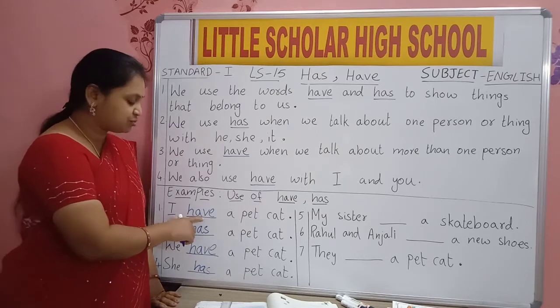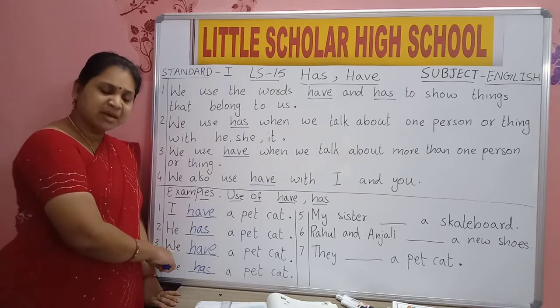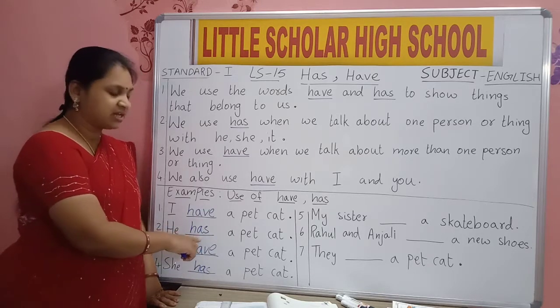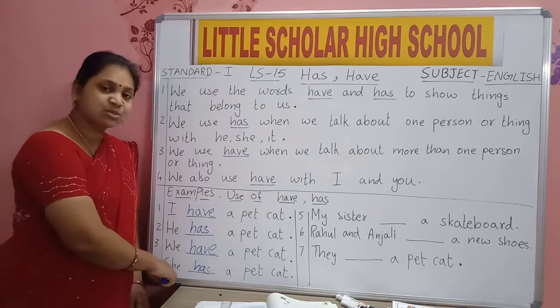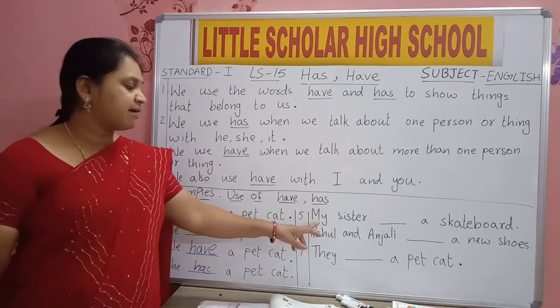With I, we should use have. Here, we means many. With many also, we should use have. He means one boy only, so has. She means one girl only, so has.